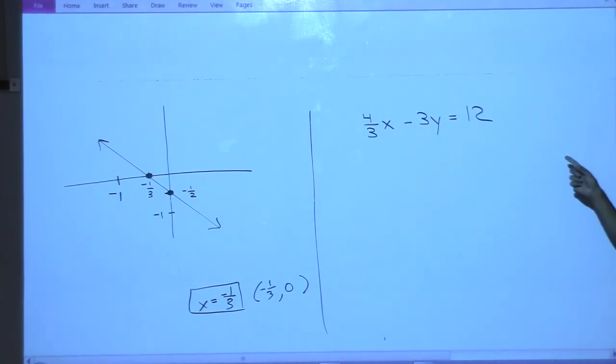Linear equation, 2 variables, right? All right, so let's start this off. Let's see here. Trying to wake you all up. Christian?